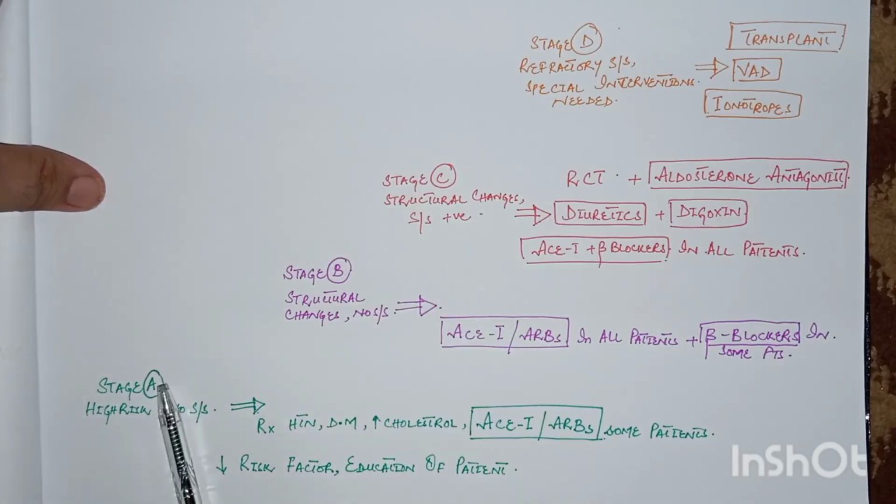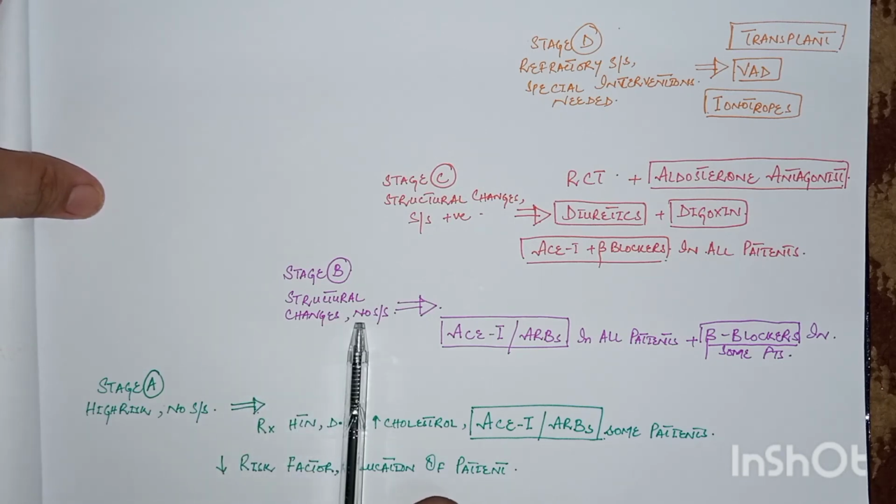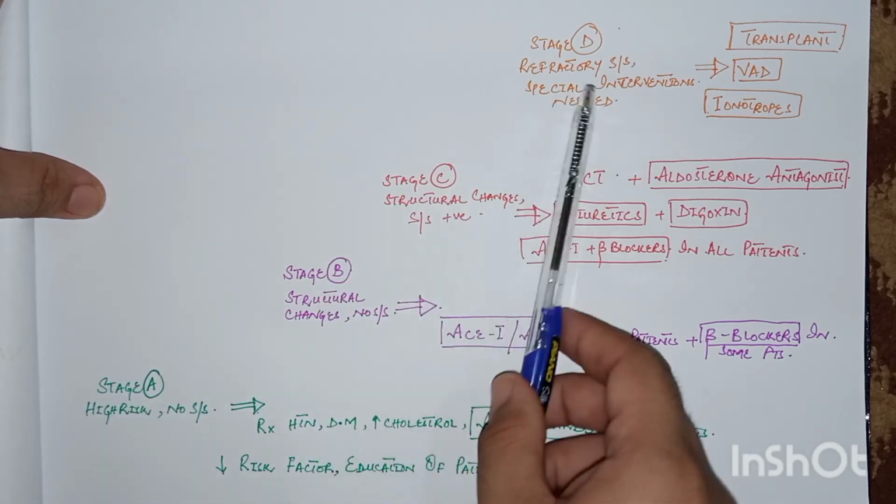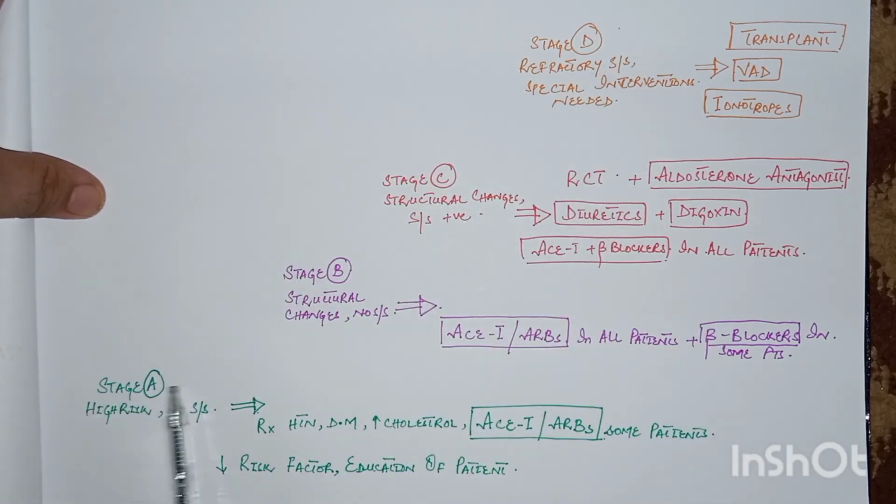Now let's summarize the management of congestive cardiac failure according to the American Heart Association classification. It consists of four stages: stage A, B, C, and D. Stage A consists of high risk factors but no signs and symptoms. At this stage, the risk factors should be reduced and education of the patient is important. Treat the underlying risk factors like hypertension, diabetes, and high cholesterol, and ACE inhibitors or angiotensin receptor blockers should be given in some patients only.